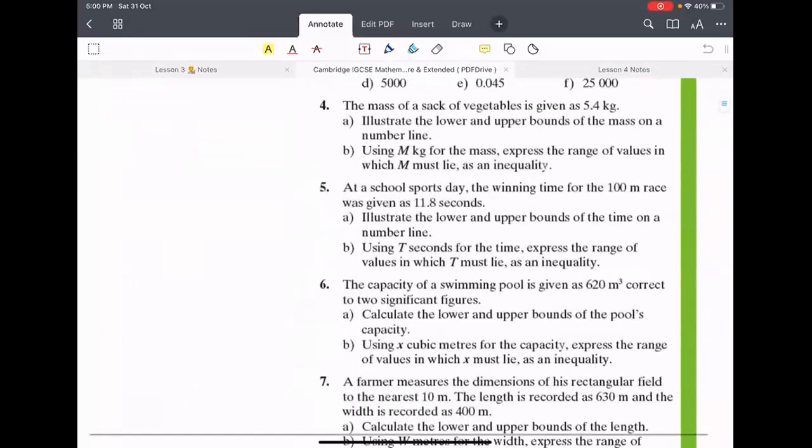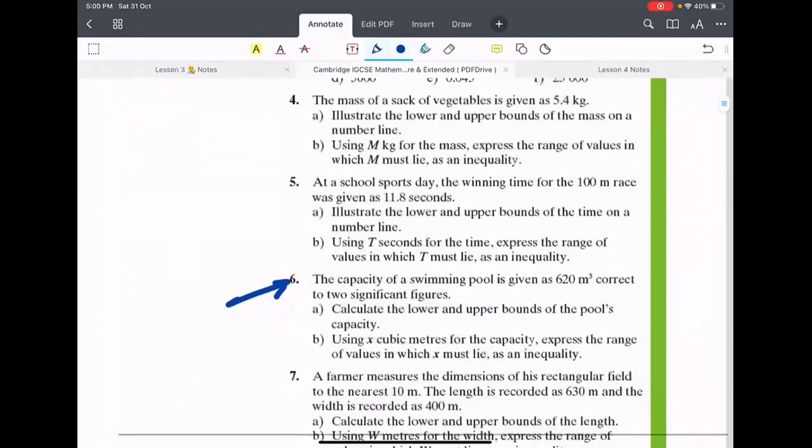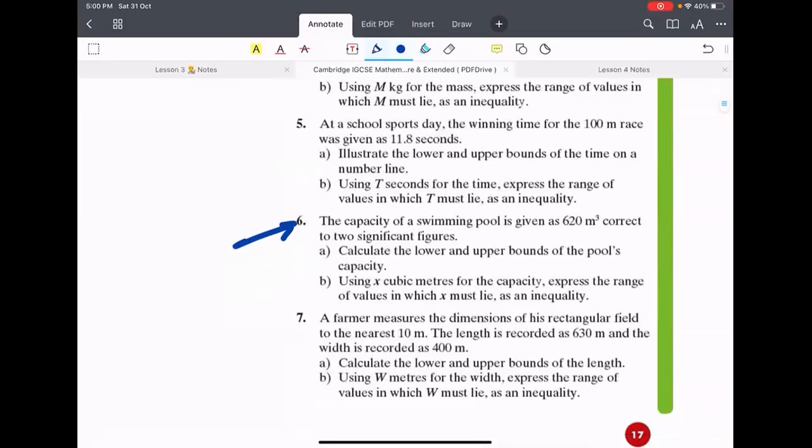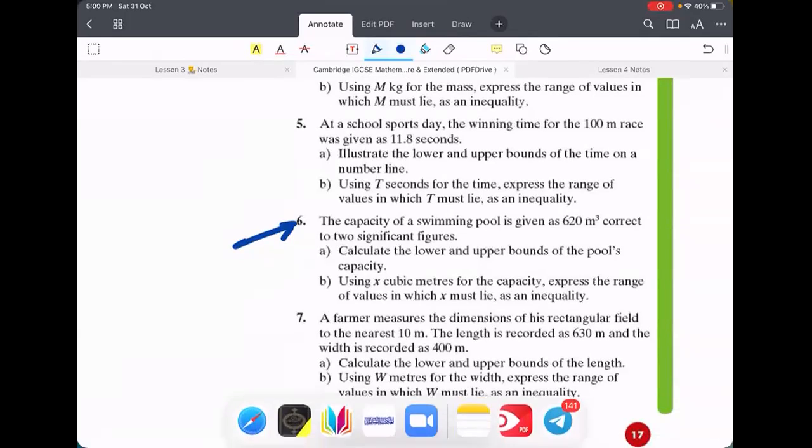So let's take this one. The capacity of a swimming pool is 620 meters cubed. Correct to two significant figures.